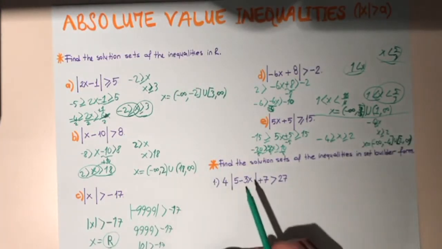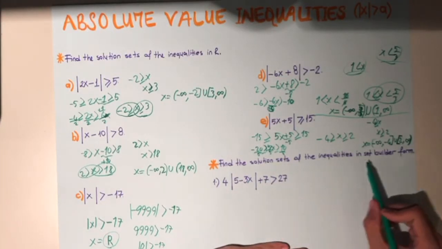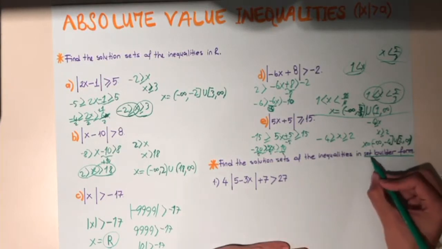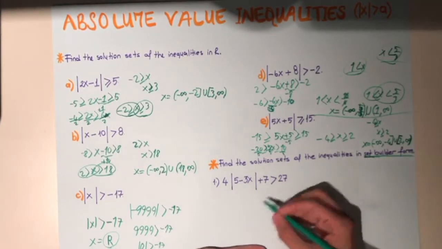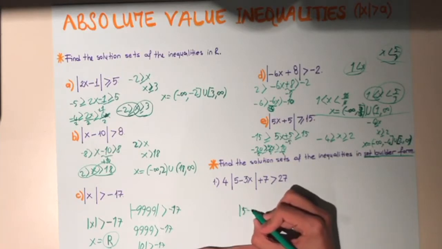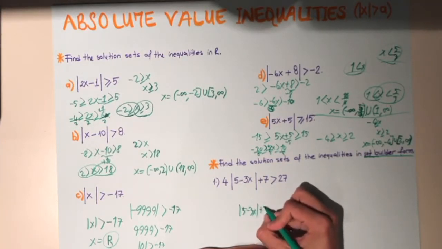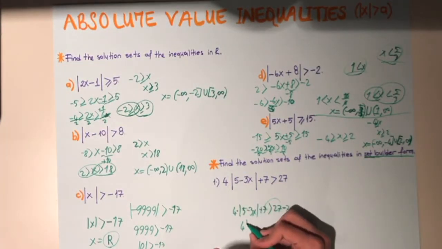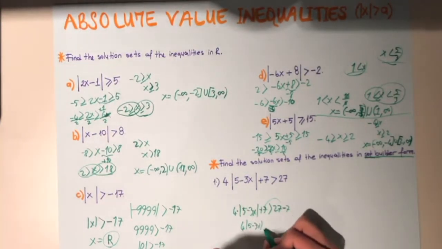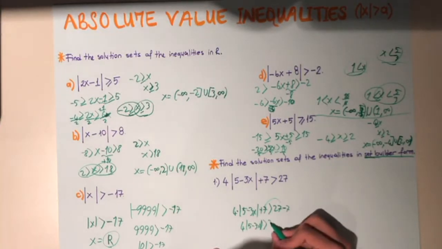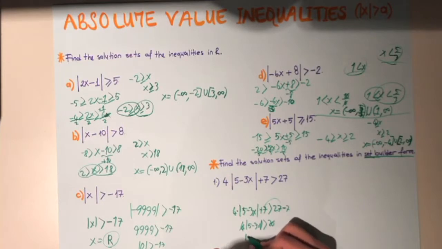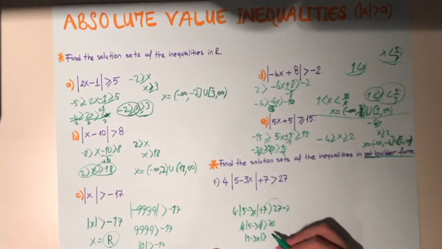So in this question, it says find the solution sets of the inequalities in set builder form. Not writing it in interval, we are writing in set builder form. Okay, let's start. This is an easy question. 5 minus 3x plus 7, 27, and it will become like this. 20. When these are gone, we will have 5 minus 3x is bigger than 5.